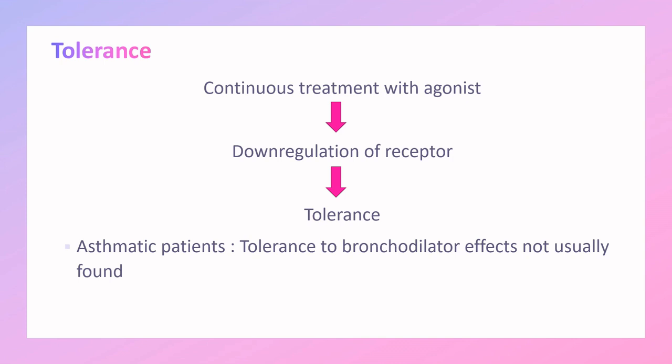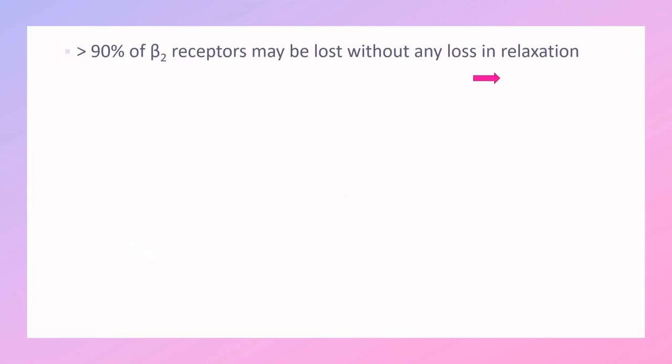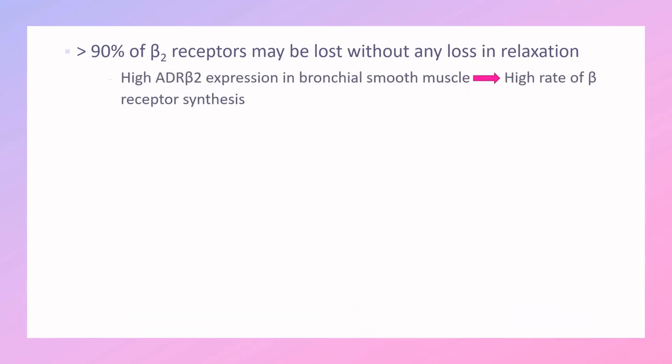But please remember a very important concept here, that in case of asthmatic patients, tolerance to the bronchodilator effects is usually not found. In fact, more than 90% of beta-2 receptors may be lost without any loss in the relaxation. And why does this happen? Because of high ADRB2 expression in bronchial smooth muscles. This is the gene that basically controls the beta receptor synthesis. And since this is very highly expressed in bronchial smooth muscle, there is a high rate of beta receptor synthesis.